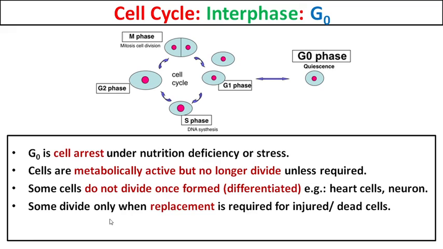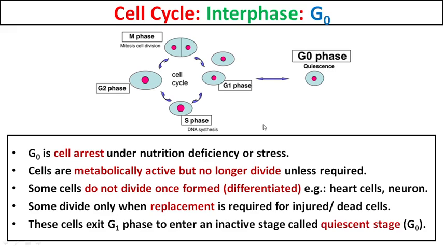Some divide only when replacement is required for injured or dead cells, right? Especially on your skin. If there are some scratches or if there is a wound, only then will the cells divide. Otherwise, they stay normal. Okay.